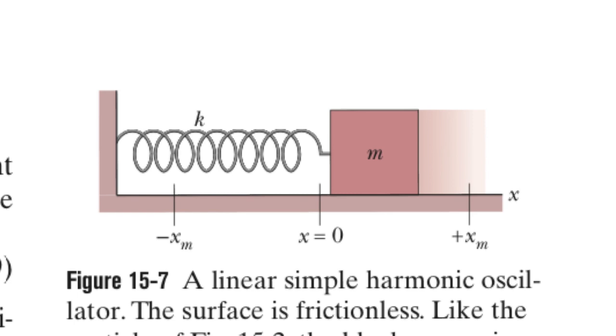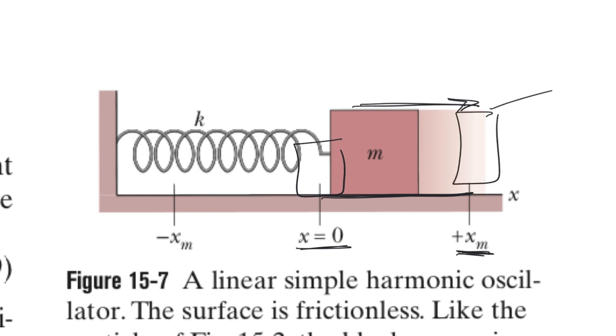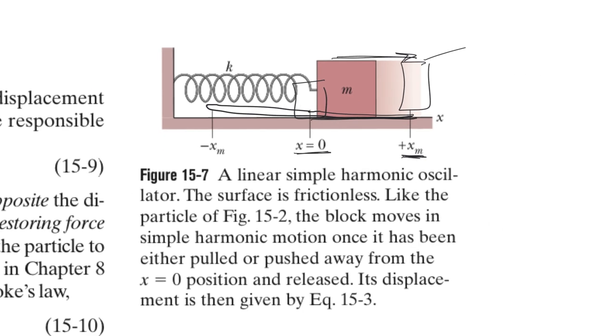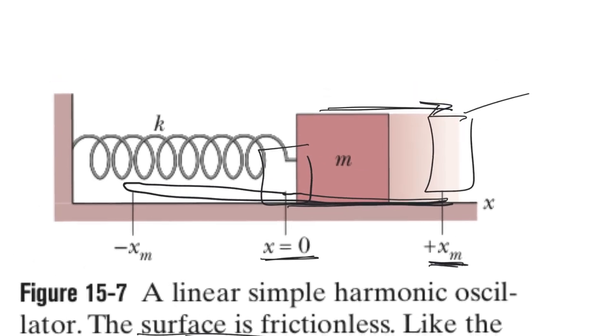Okay, now for example, if we stretch the block, what will happen? At the beginning the block is at x equal to 0 here. Then when I stretch the block, it will move to a large distance, for example to xm, and then it will stop. When we release the block, we will see that this block will move to the left to x equal 0, then to minus xm, then again go to xm, if the surface is frictionless, which means no friction.